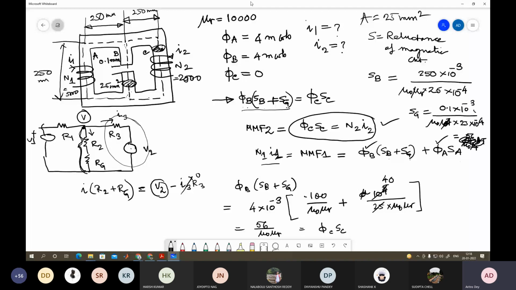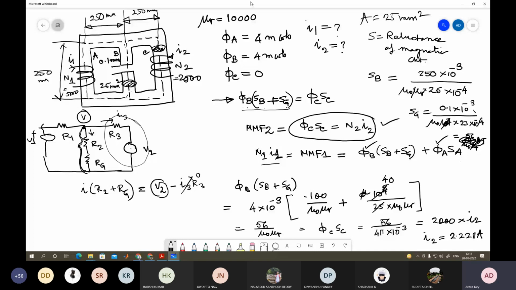So phi C SC will be equal to 56 by mu 0 mu r, and then if you put their value, if you put the same value of your mu r and mu 0, mu 0 is 4 pi into 10 to the power minus 7. So it will come as 56 divided by 4 pi into 10 to the power minus 3, and that is equal to 2000 into I2. So from here, if you solve I2, it will come as 2.228 ampere. Okay, so that is for the coil 2.